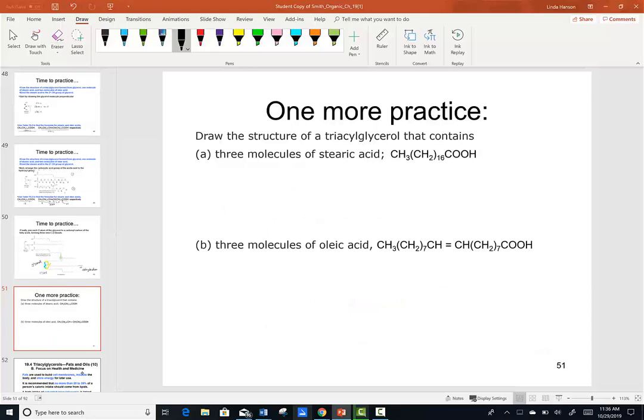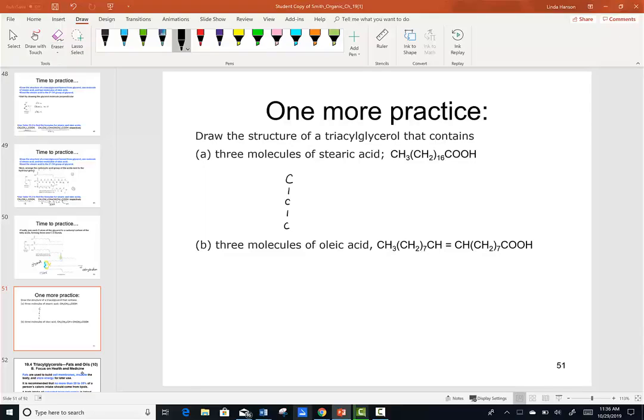Let's practice another. Repetition's our friend while we're learning. Draw the structure of the triacylglycerol that contains 3 molecules of stearic acid. Okay, so let's simplify this. Glycerol is a 3-carbon chain. So I'm going to put 3 carbons.